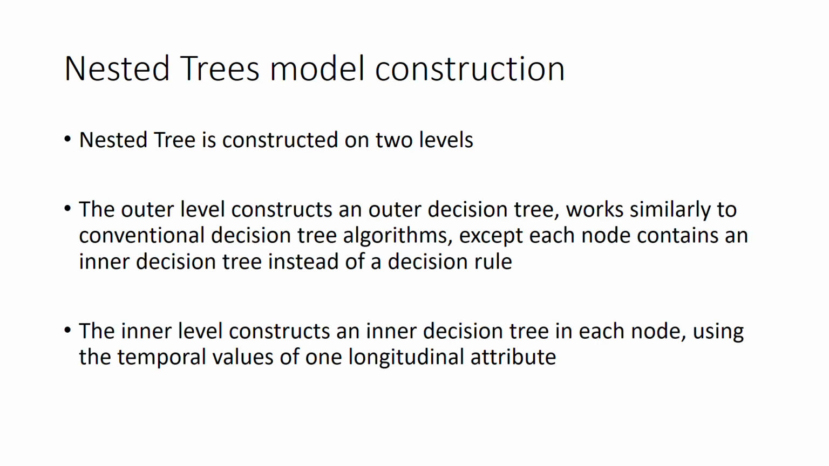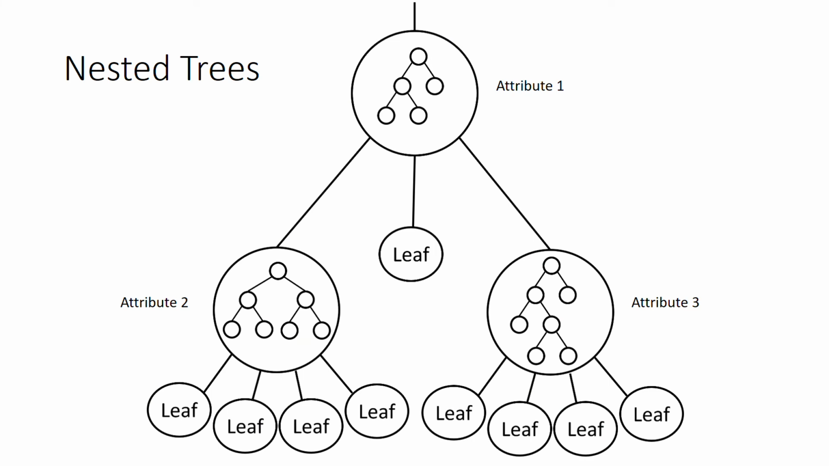So these nested tree models are being constructed in 2 levels. We have the outer level that constructs the bigger tree consisting of these large nodes, and we have the inner level which constructs those decision trees which are embedded into the nodes of the outer tree. So the outer process constructs the whole model, and the inner construction level constructs specifically those 3 embedded decision trees, which is why we call this algorithm nested trees.